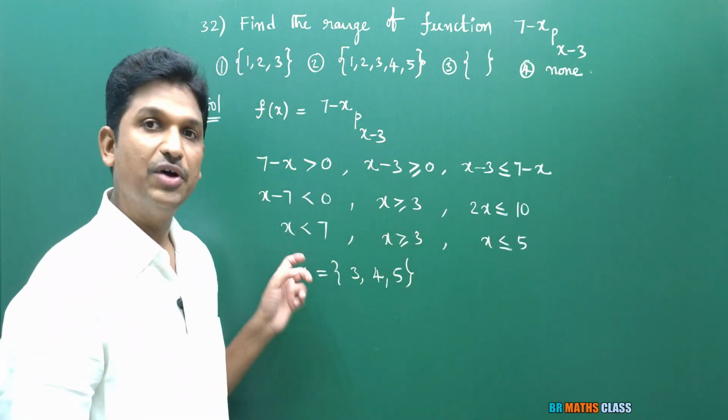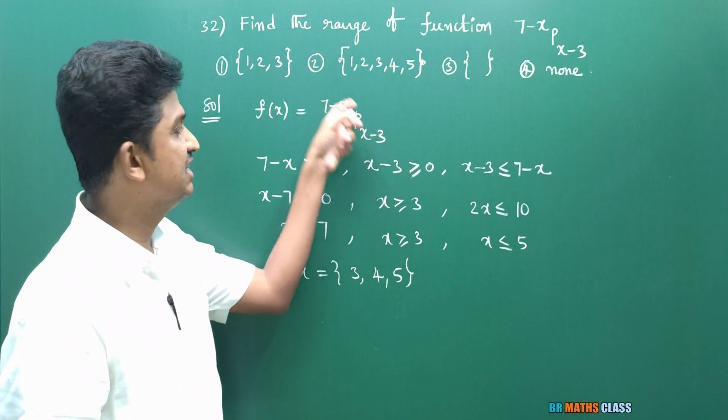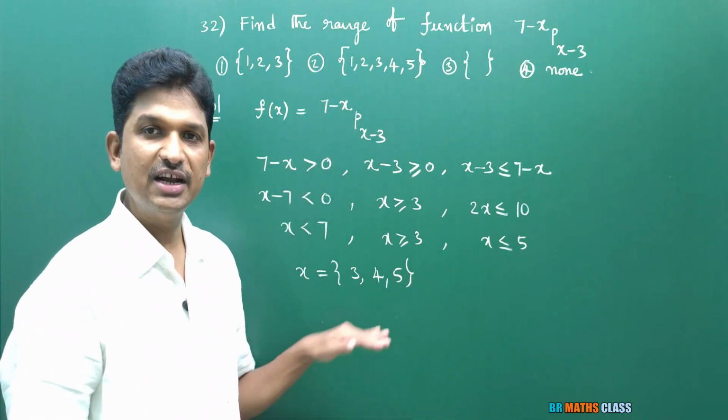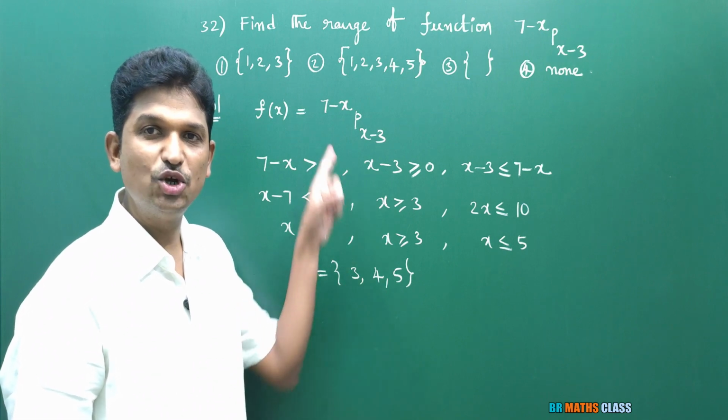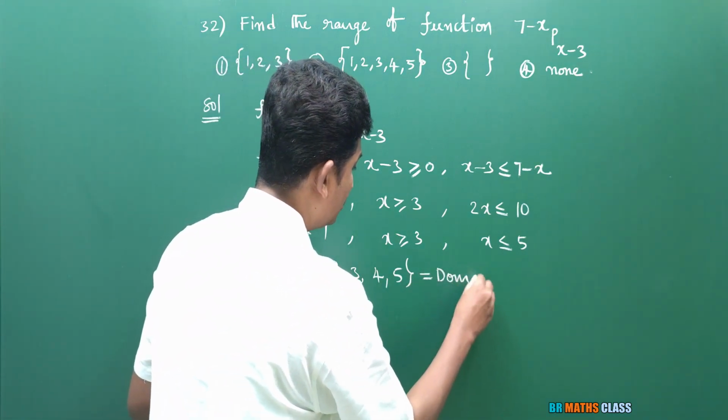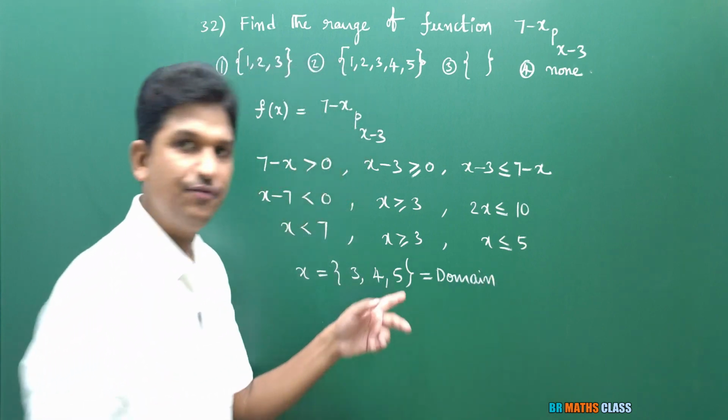So what happened? For these x values, this function is defined. That's why this is known as the domain of this function. So what is the domain of the given function? The domain of the given function is 3, 4, 5.